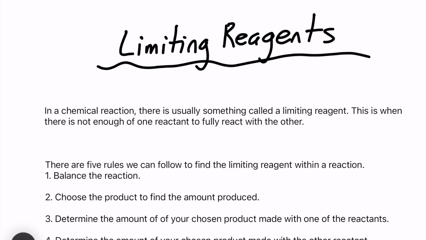Today we are discussing limiting reagents within stoichiometry. So, in a chemical reaction, there's usually something called a limiting reagent, and this is when there's not enough of one reactant to fully react with the other. So basically, there's one reactant that will limit the whole reaction, and there's going to be excess of that other reactant.